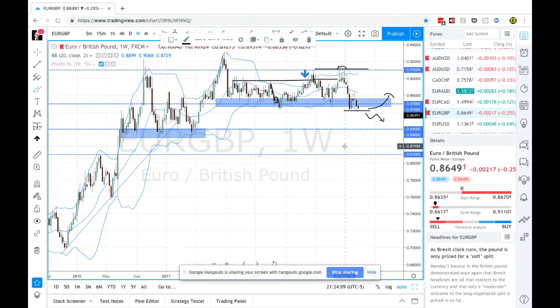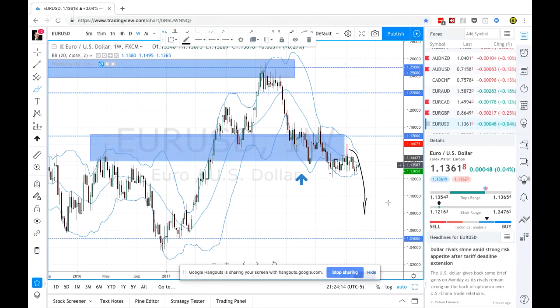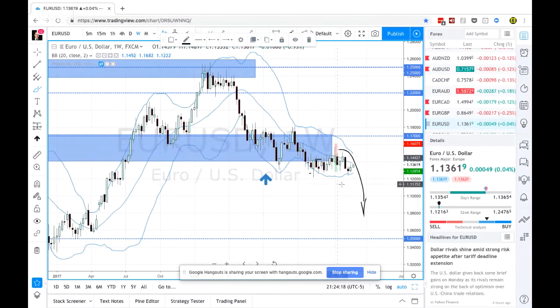Okay, so that's it for Euro JPY. Euro USD, we are getting messy on this pair. Basically, this is a really tight range.